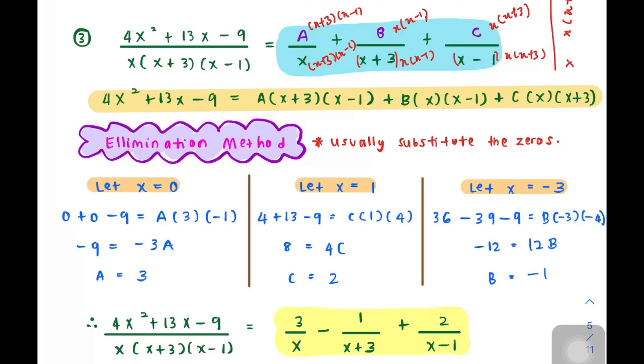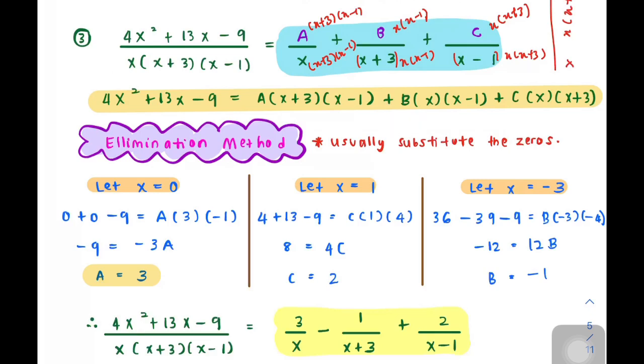In the elimination method, let's choose a value of x so that we can cancel out one of the factors. For example, we have x here, so we can let x equal 0. When we let x equal 0, this term is 0, and this term also becomes 0. So we are just left with this term containing A. This is A, this is 3, this is minus 1 for your right hand side. And for your left hand side, this is 0, this is 0, minus 9. So let's solve this. Our answer is A equal to 3.